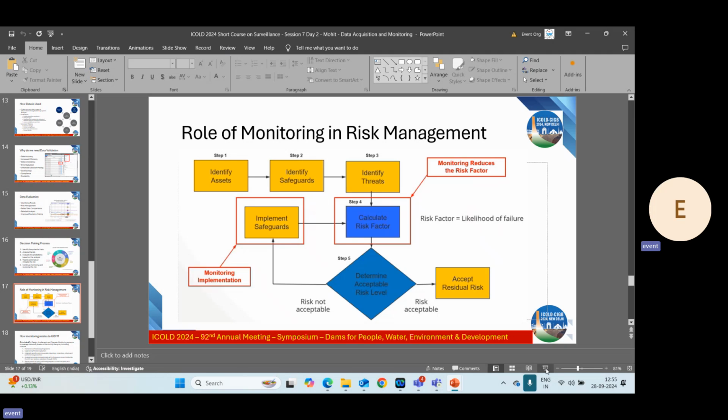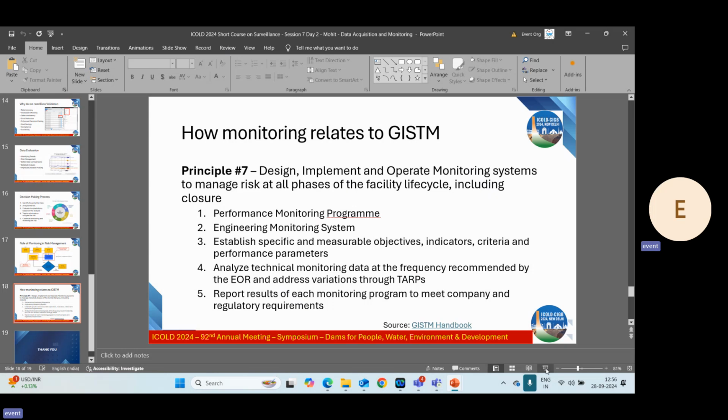This is where monitoring plays a role in the risk management process, where it helps implement and safeguard those thresholds, and it reduces your risk factor to tolerances. We also have principle number 7 for the GISTM, where performance monitoring program, engineering monitoring system, then establish specific objectives, analyze, and report the results.